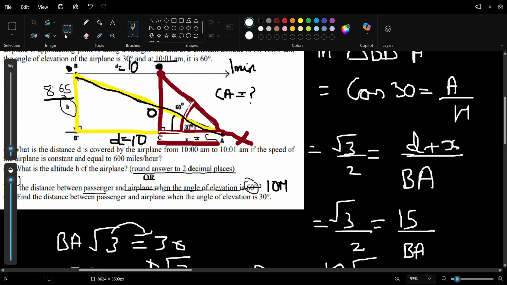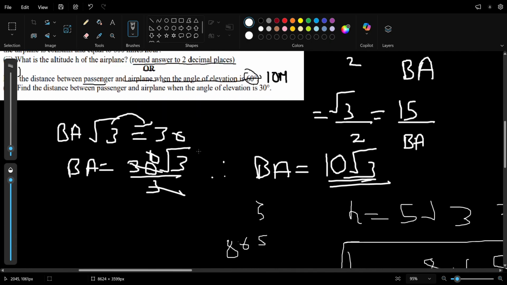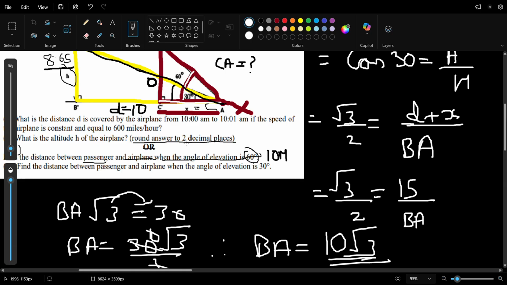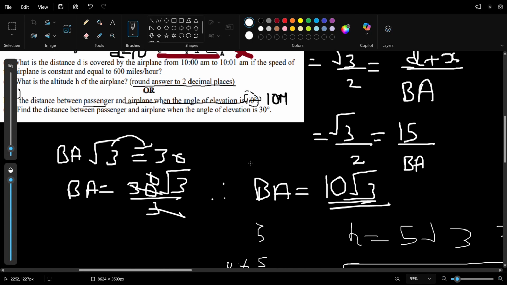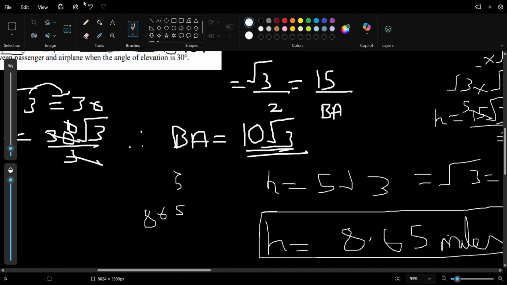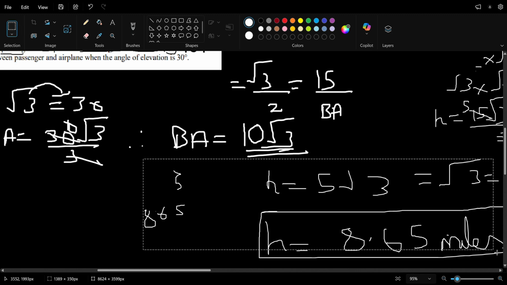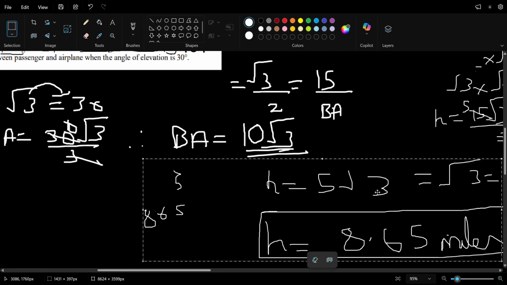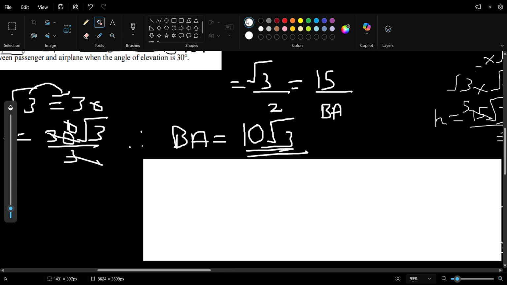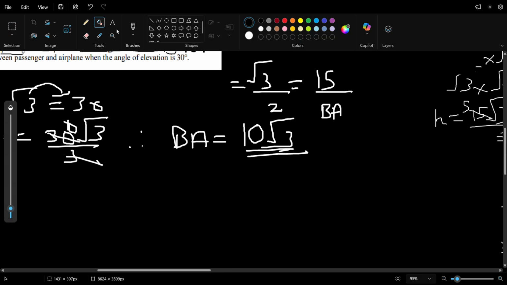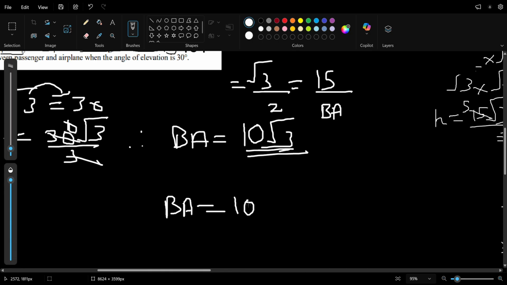10 root 3, which means the distance B to A is 10 root 3 miles. It's far obviously, but they didn't ask you to find the decimal, rounded decimal, unlike this question. So you can leave the answer as it is, or you can convert to decimal. It's your option, it's your wish. You can convert if you want to decimal, but let's convert to be more precise. It's better than leaving an answer like that. So for converting, we can just say BA is equal to 10 into 1.73.